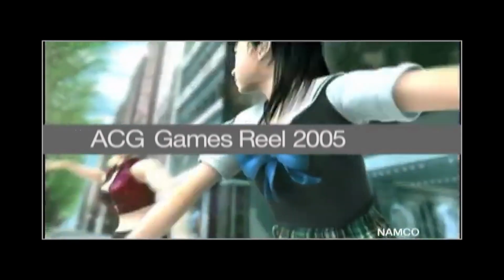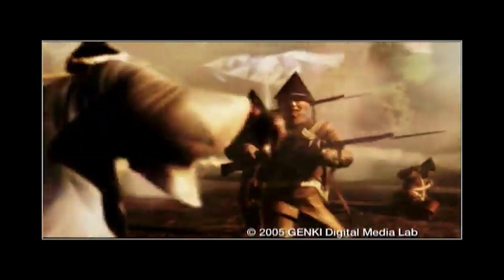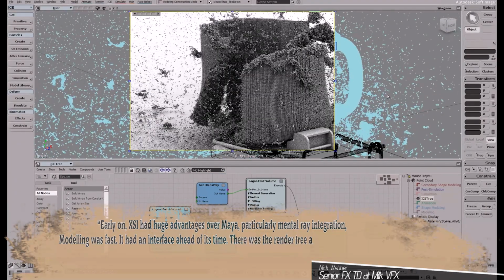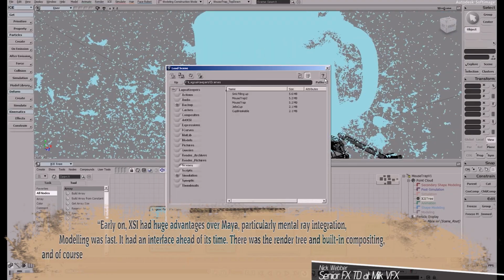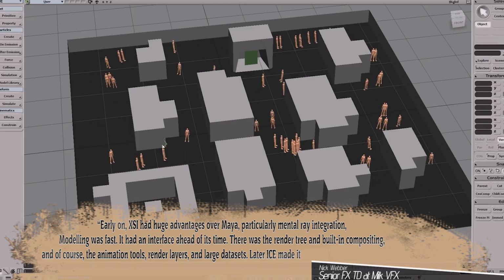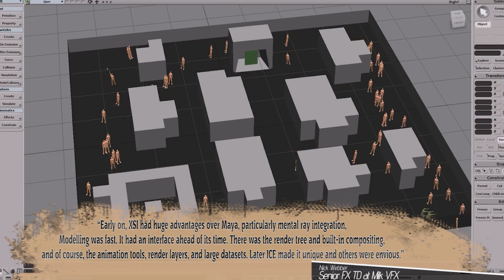This introduced a nonlinear animation editing and mixing system, strong interactive rendering, a particle system, in addition to compositing and ActiveX scripting. Nick Weber from MickVFX said about this, early on, XSI had huge advantages over Maya, particularly mental ray integration, modeling was fast, and it had an interface that was ahead of its time. There was the render tree and built-in compositing, and of course the animation tools, render layers, and large datasets. Later ICE made it unique and others were envious.